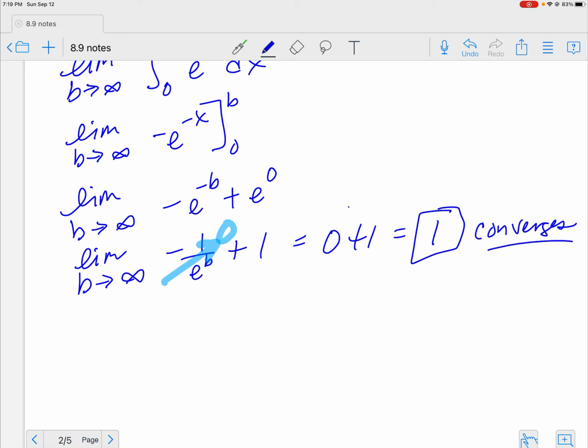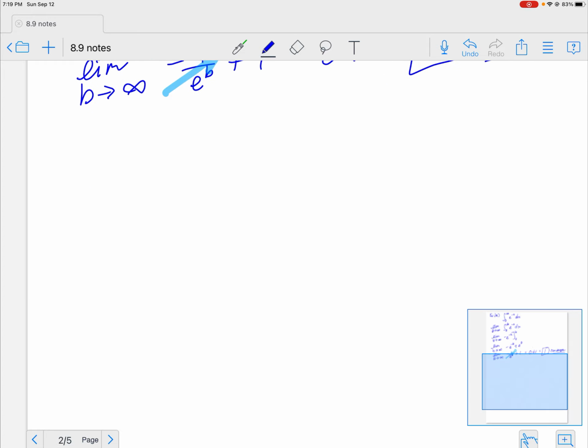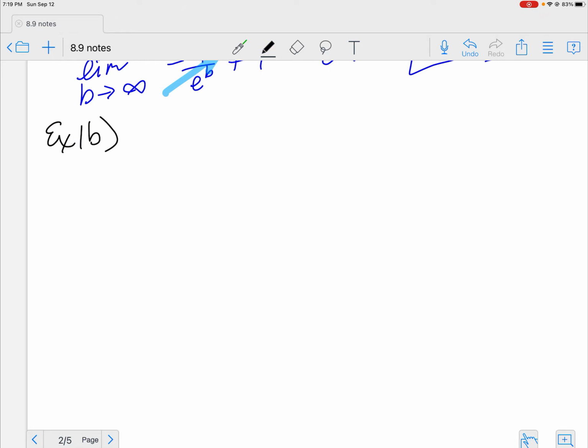All right? Okay, let's try another one. I think we've got room. Yeah, we got a whole half a page here. Let's switch our colors up. Here's example 1b. I'm going to integrate from negative infinity to infinity.